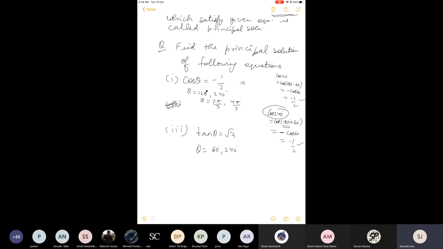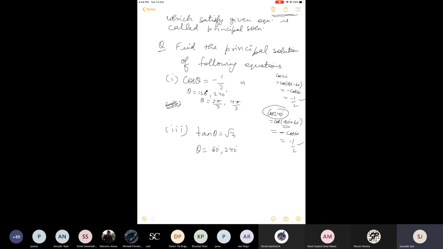So what about the location of the angle? The angle will either be in the first quadrant or in the third quadrant. In the first quadrant, it is very easy to remember the angle. What is the angle whose tan is root 3? The angle is 60 degrees.